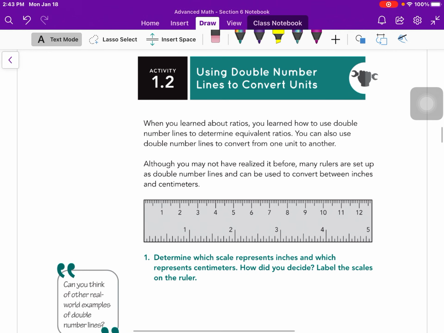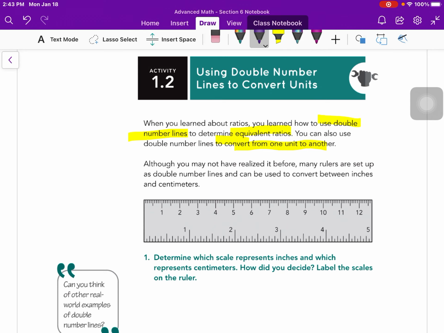Using a double number line to convert units. So we're coming up with equivalent ratios again. It says when you learned about ratios, you learned how to use a double number line to determine equivalent ratios. You can also use double number lines to convert from one unit to the next. Although you may not have realized it before, rulers are set up as double number lines. They can be used to convert between inches and centimeters.